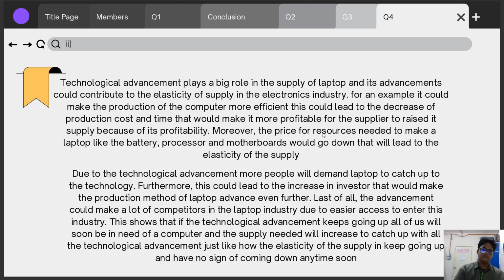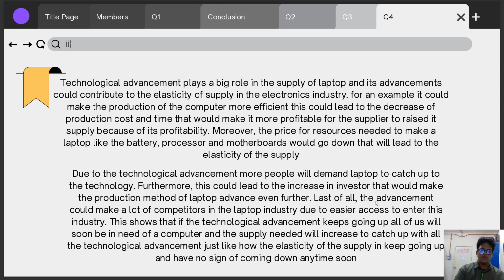Moreover, the price for resources needed to make a laptop, like the battery, processor and motherboards, will also go down, and that will lead to the elasticity of the supply. And due to technological advancement, more people will demand laptops to catch up to the technology. Furthermore, this could lead to an increase in investors that would make the production method of laptops advance even further.